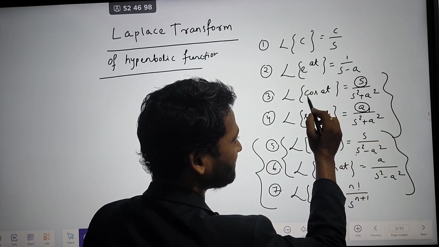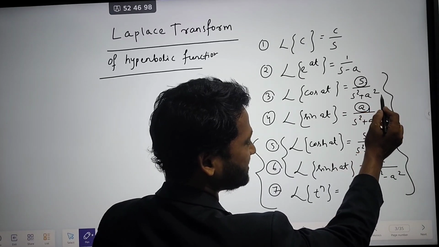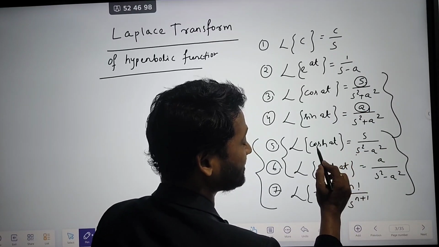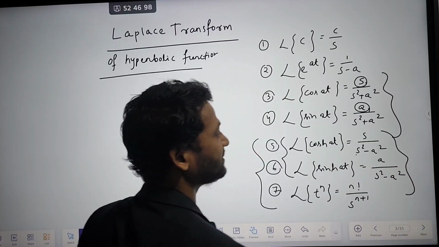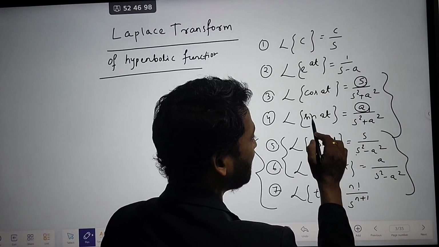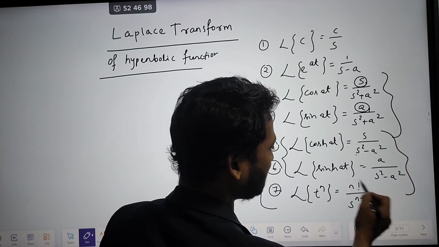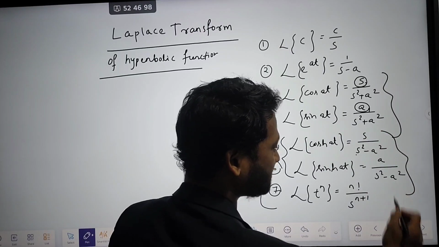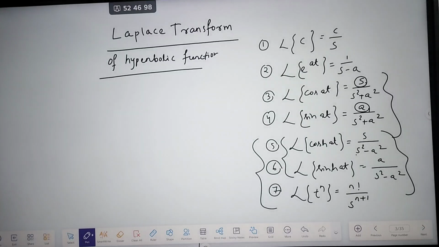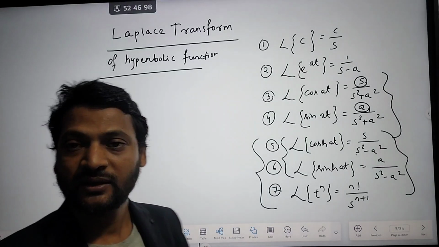Here also the same thing. In case of cos at, it is s square plus a square. In case of cos hyperbolic, cos h at, that is s square minus a square, and the rest is the same. And for sine, similarly, it is s square plus a square, and for the hyperbolic function it is s square minus a square. So without further delay, we'll start this session.